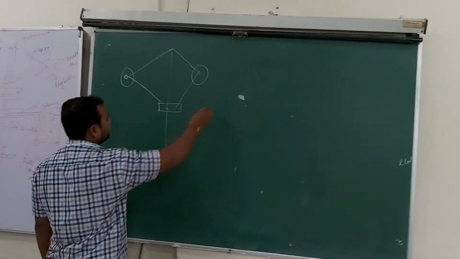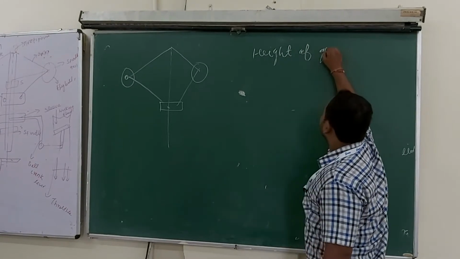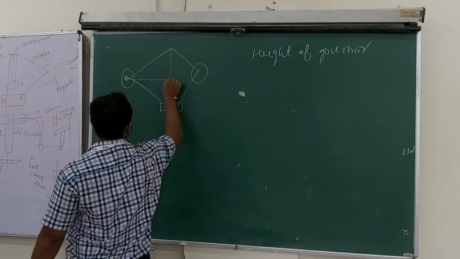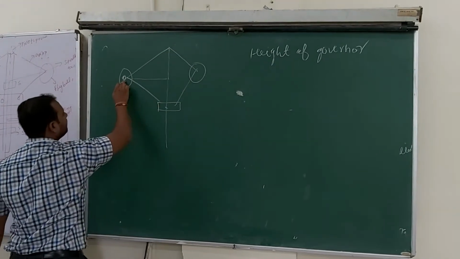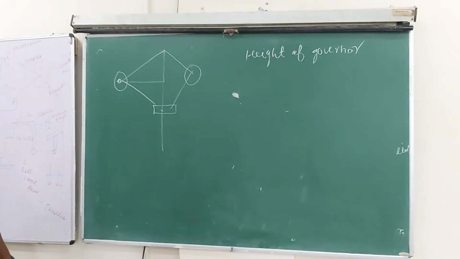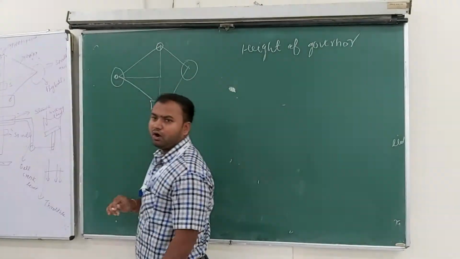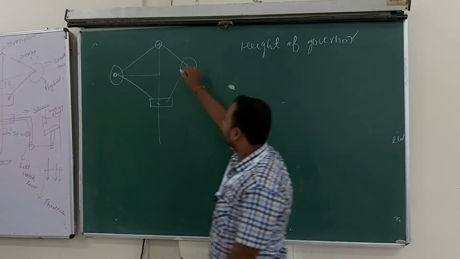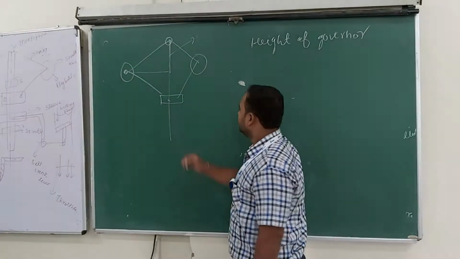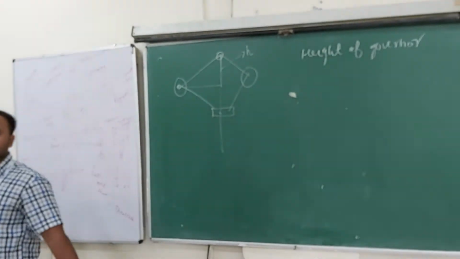The height of a governor is the vertical distance from the CG point of the fly ball to the common intersection point of the upper arms. This vertical distance we call the height of a governor, and it is represented by small h.